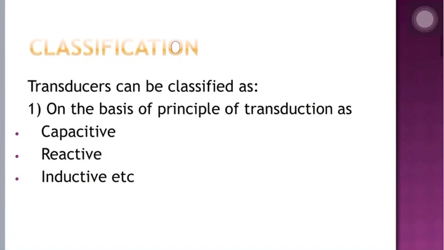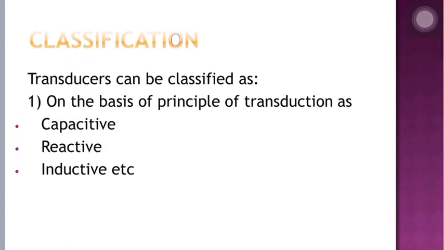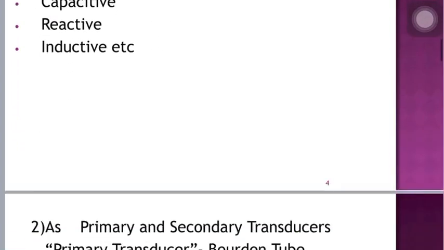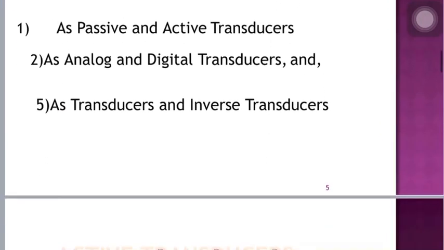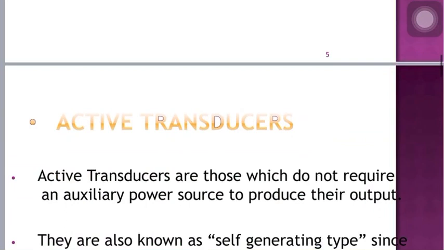And coming to the classification, transducers can be classified on the basis of principle of operation as capacitive, reactive, inductive, and second one as primary and secondary transducers. Primary transducer: Bourdon tube; secondary transducer: linear variable differential transducer, LVDT. Third, as passive and active transducers, fourth as analog and digital transducers, and as transducers and inverse transducers.